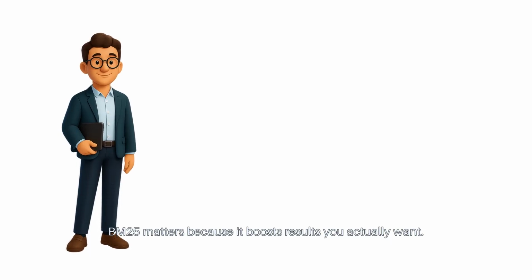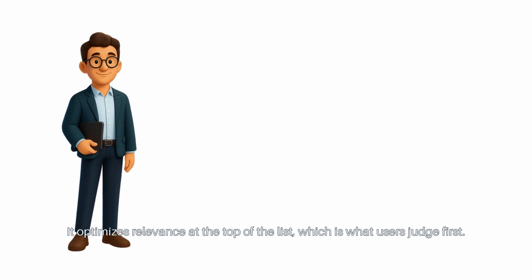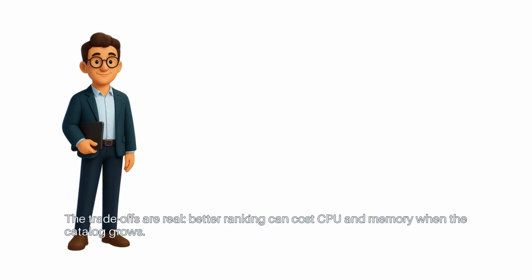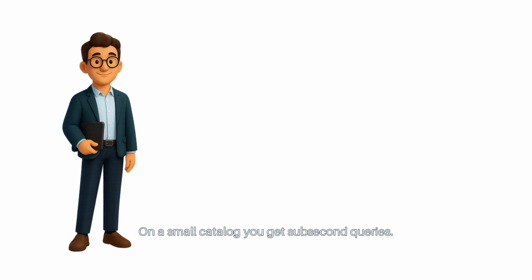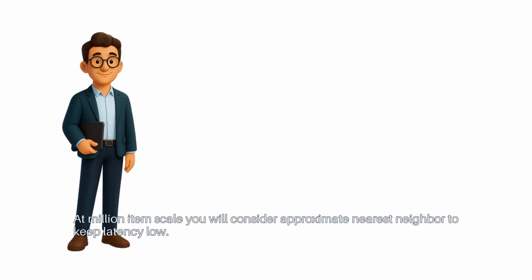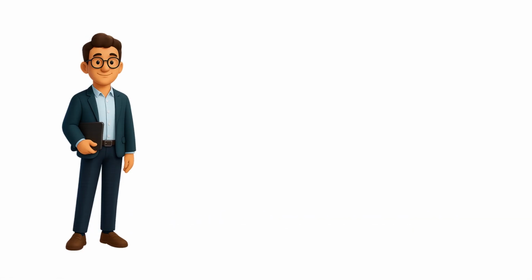BM25 matters because it boosts results you actually want. It optimizes relevance at the top of the list, which is what users judge first. The trade-offs are real. Better ranking can cost CPU and memory when the catalog grows. On a small catalog, you get sub-second queries. At million item scale, you will consider approximate nearest neighbor to keep latency low.